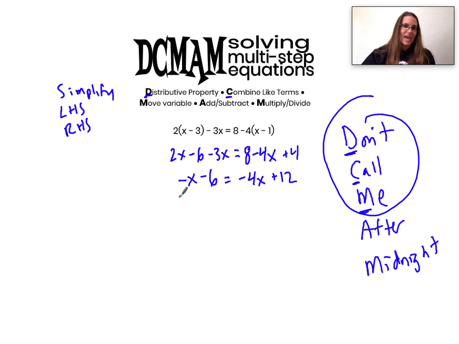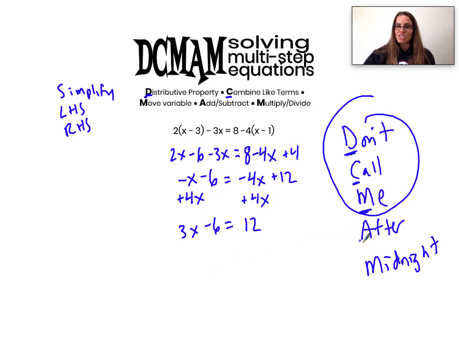My two choices are to add x to both sides or to add 4x to both sides. Of course, I'm never just going to magically move them. No, I'm going to justify my work by either adding 4x to both sides or adding x to both sides. I prefer positive coefficients, so I'm going to choose to add 4x. 4x minus x leaves me with 3x minus 6 equals -4x plus 12 plus 4x is just 12.